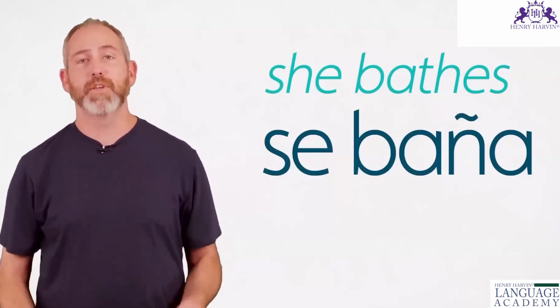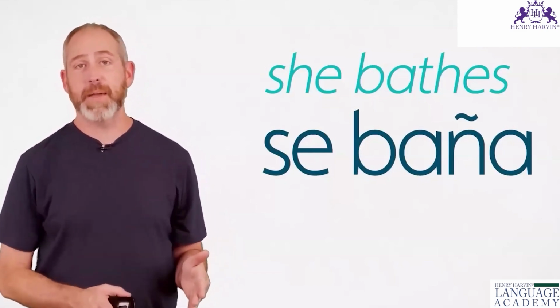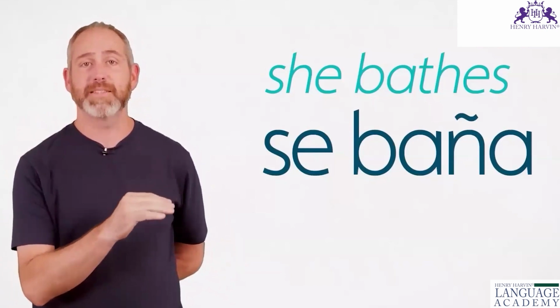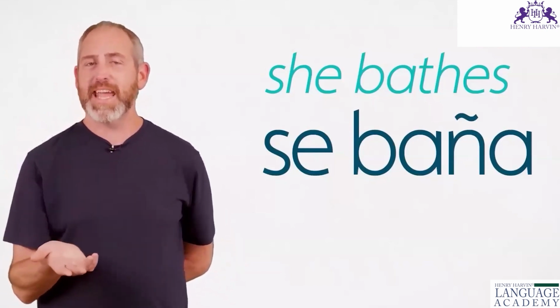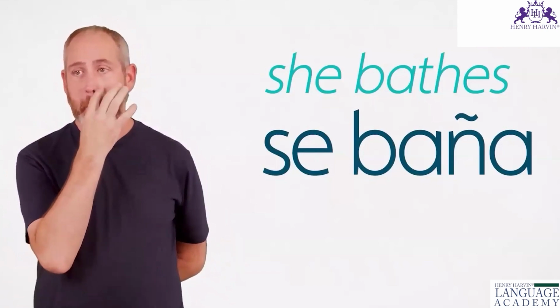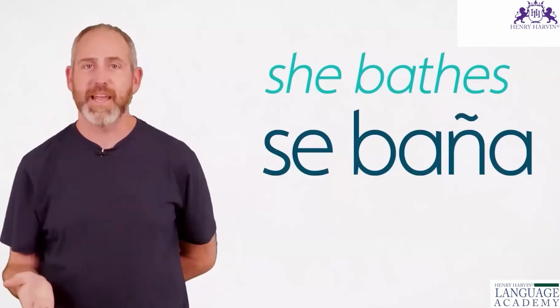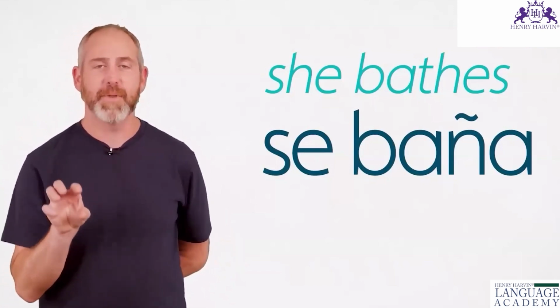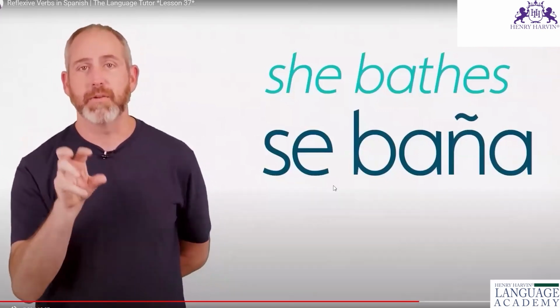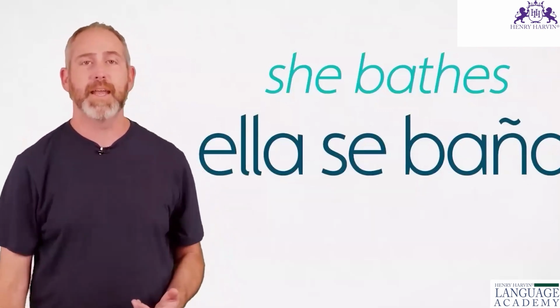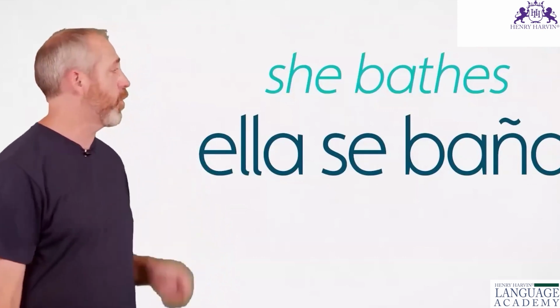All right, now let's go back to this one. Se baña, she bathes. Now se can go with él or ella or usted. It can also go with ellos and ellas and ustedes. So in this case, if we said se baña, unless it's already been clarified in the conversation, you may not know who that se is referring to. So you might want to put ella at the beginning. It just tells the person, I'm talking about she, her. So ella se baña.